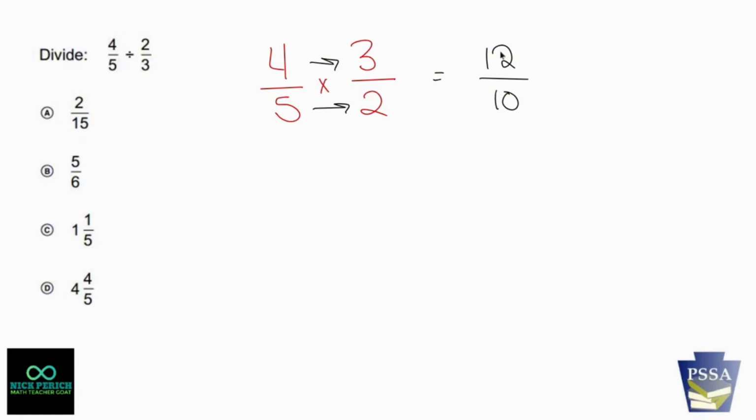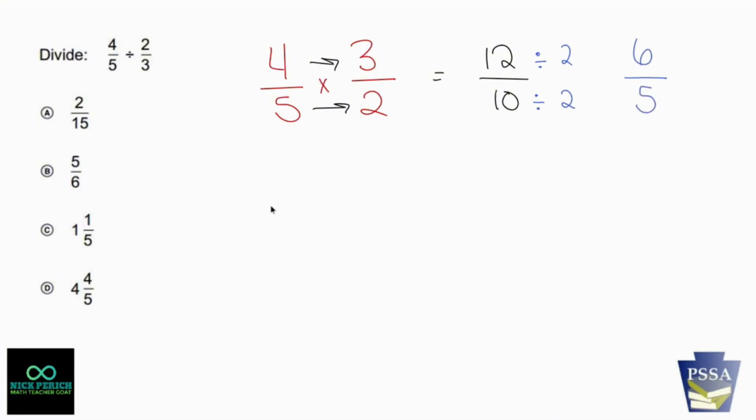Thing number one, this fraction simplifies, so 12 and 10 are both even, which means I can divide them both by 2. So let me simplify both of these numbers by dividing them both by 2. 12 divided by 2 is 6. 10 divided by 2 is 5.